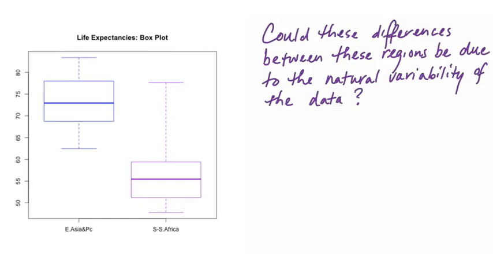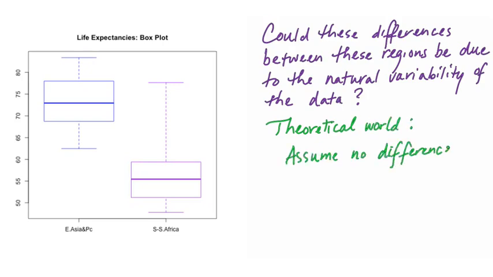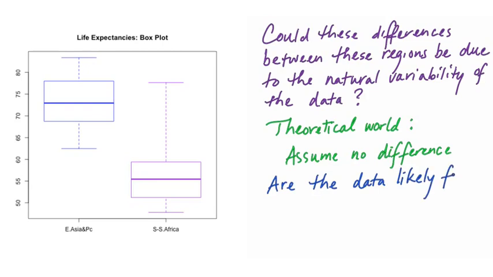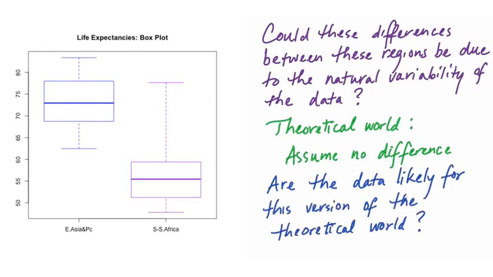To use statistical tests to answer this, we first devise a theoretical model that assumes that life expectancies are the same in both of these regions. And then we use our knowledge of probability and sampling distributions to see how likely it is to get the differences that we see between these two regions, or differences even more extreme.